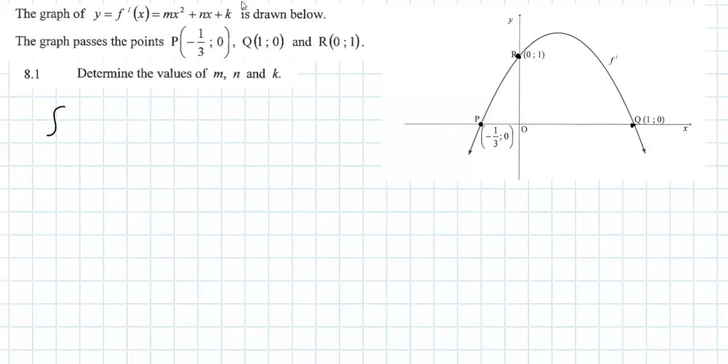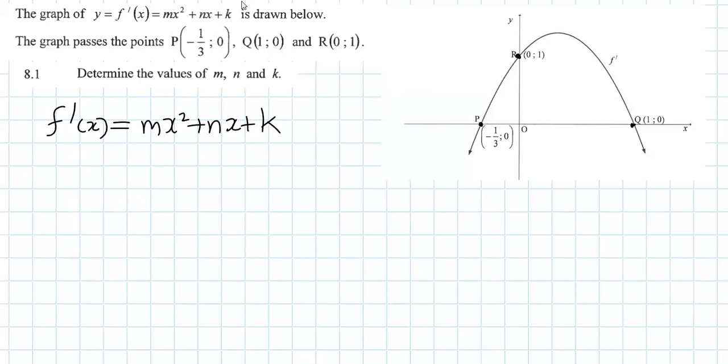So our f dash of x. The first thing to notice is that this is not the original graph. This is the first derivative, mx squared plus nx plus k. So it wants the unknowns in the quadratic function, in this parabola here.